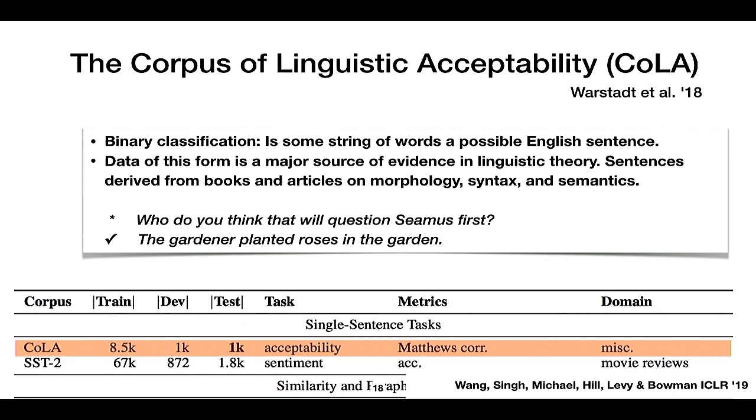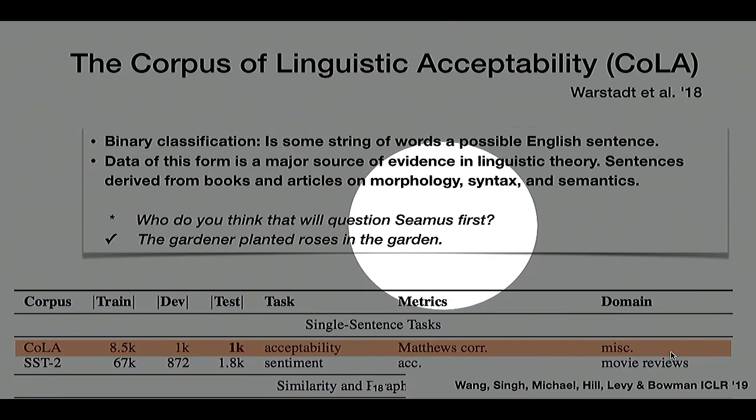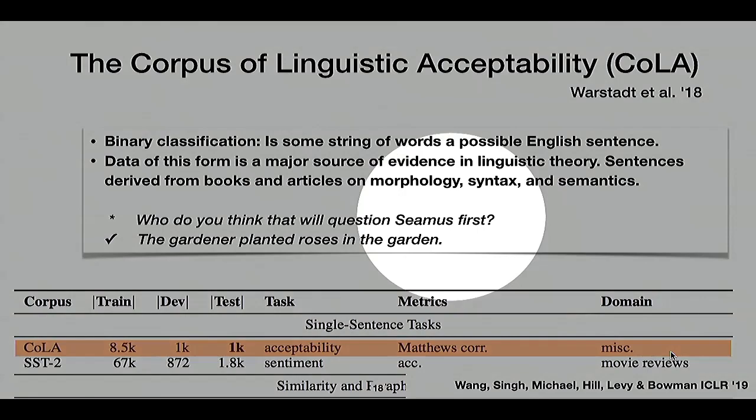It's an odd task because we're not allowing for any kind of structure prediction. So this is just this Boolean classification task. You're asked to decide if a string is a valid sentence of English. So for example, you'll get examples like, who do you think that will question Seamus first? This is understandable, but if you're a native English speaker, you'll recognize that there's really no reason that this word that should go there. This doesn't sound right.